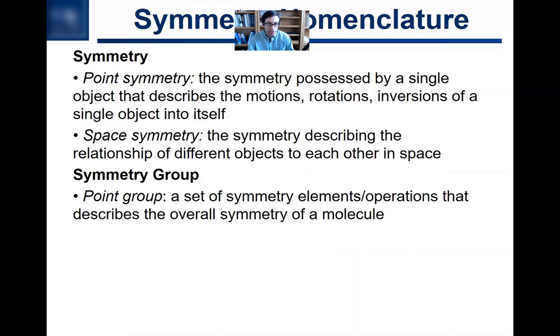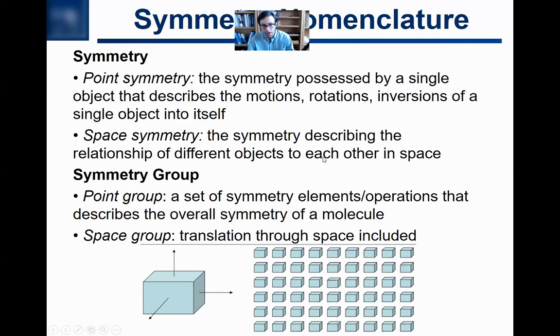In contrast, there's something called space symmetry, okay? And this is in contrast to point symmetry. This is the symmetry describing the relationship of different objects in space, okay? So it's not just one point, it's across all space. And the corresponding group we call a space group when we're dealing with space symmetry. And this is basically a point group, but you also have the translation of space. So this is really important when you're dealing with crystal structures.